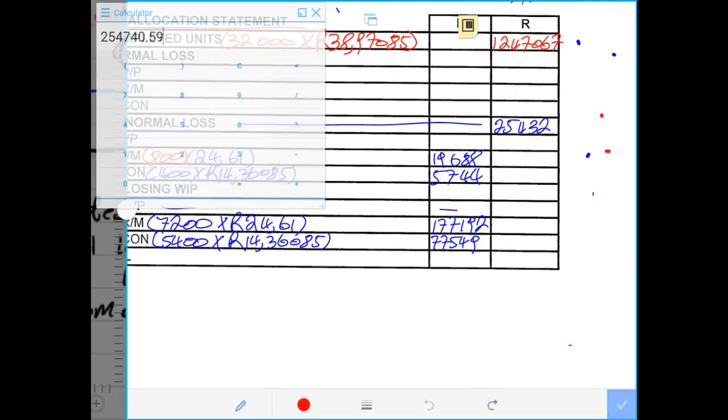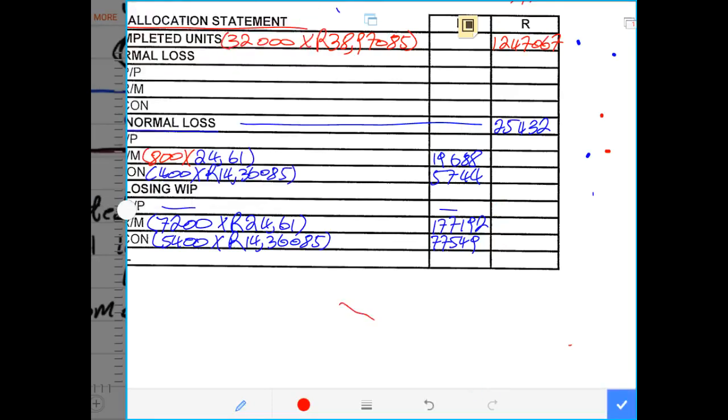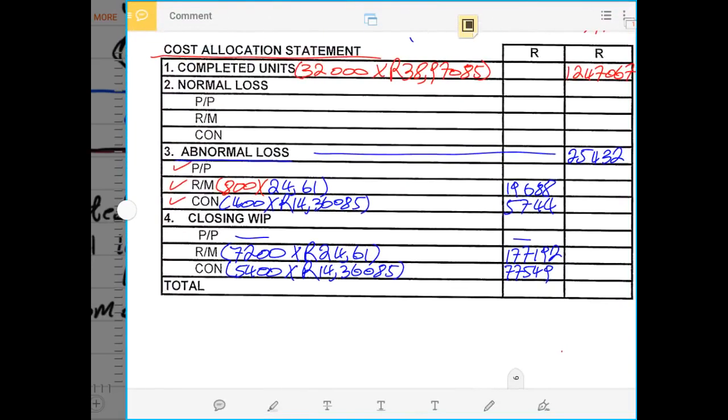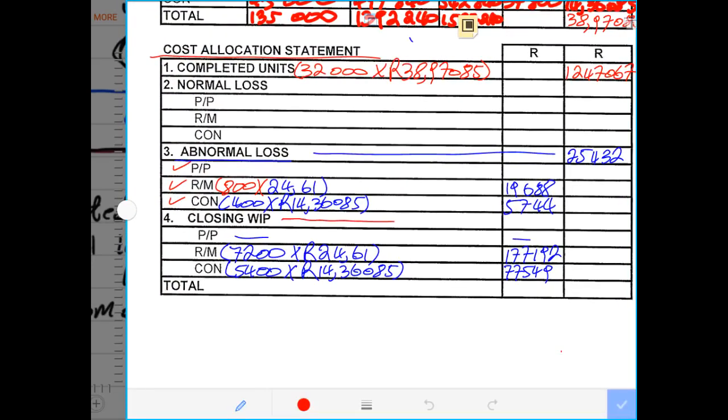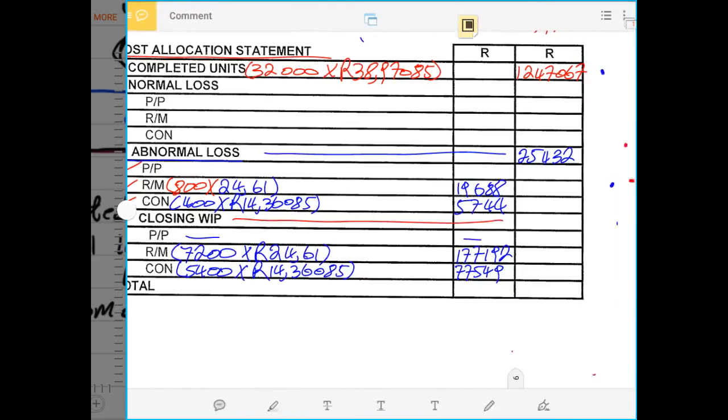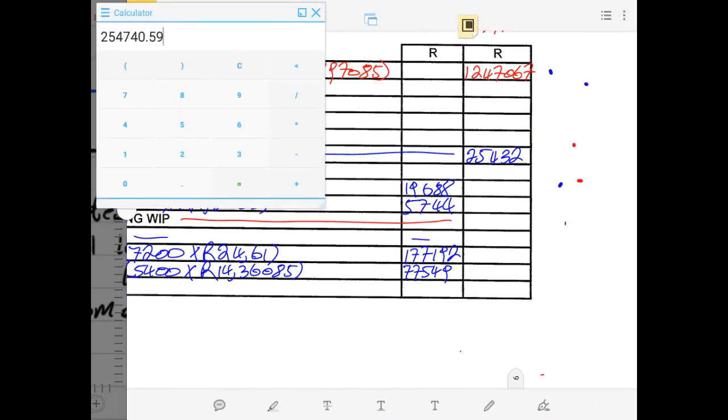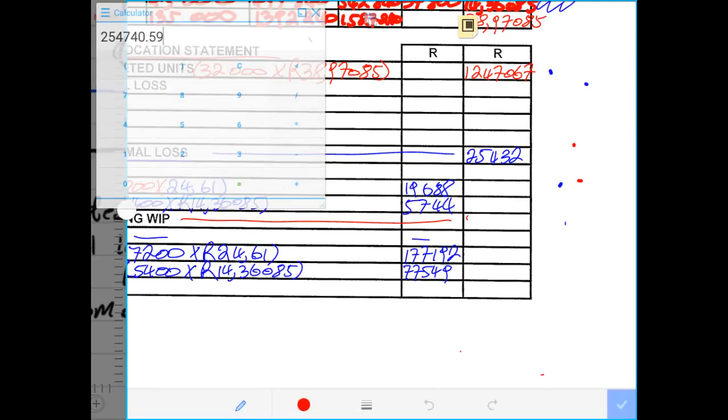It does not go there. It goes to the closing line. Yeah, that's where it goes. That is the total of 254,741, rounded off to the nearest rand.